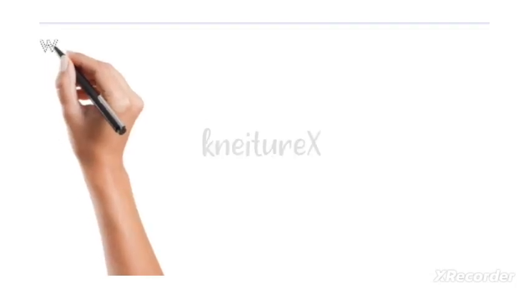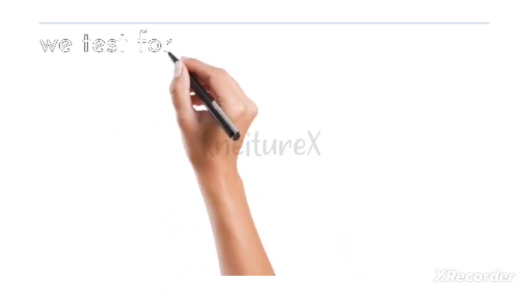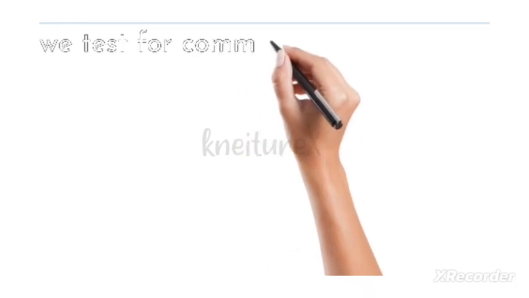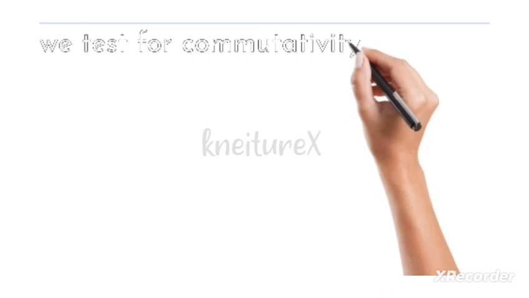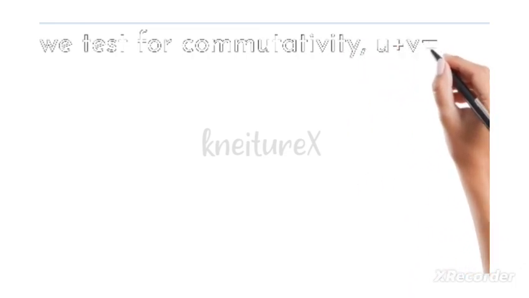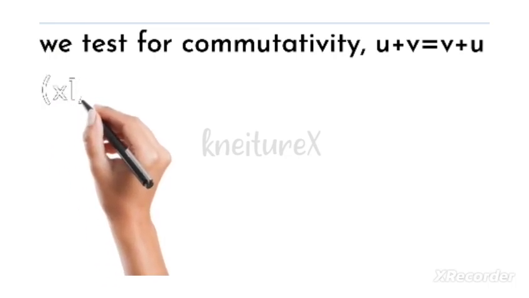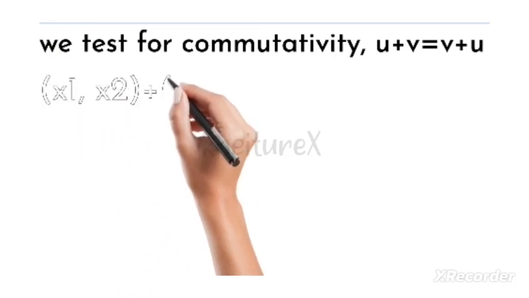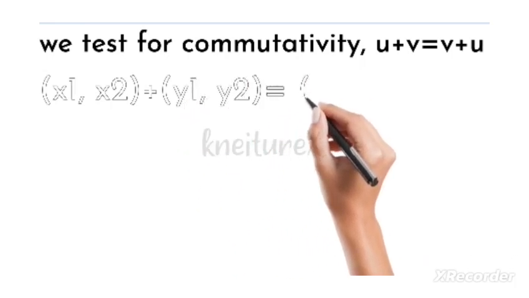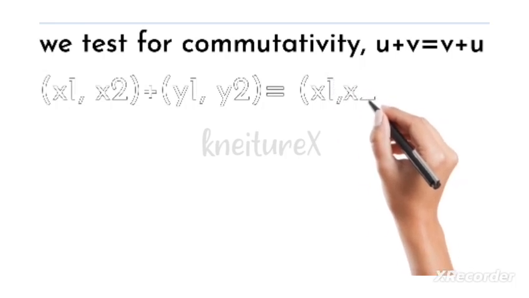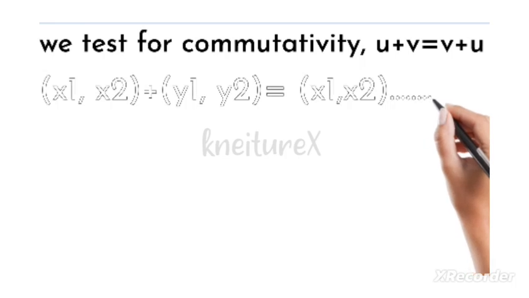So we test for commutativity. So testing for commutativity in this question, we know that in the commutative law we have u plus v is equal to v plus u. That is our rule for commutativity. So when we apply that to the rules given to us, we take a look at the vector addition rule, since commutativity is one of the conditions under vector addition. So we take our first operation, which is (x1, x2) plus (y1, y2) is equal to (x1, x2). Consider that as our equation 1.